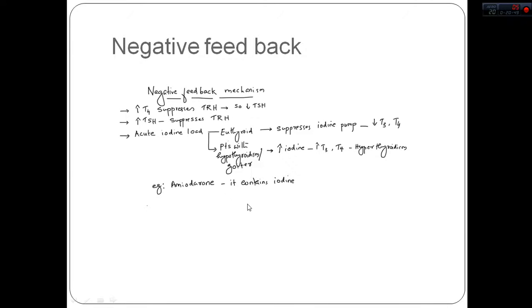And a clinical example for this acute iodine load is patients who are getting amiodarone. Amiodarone contains iodine, and long use of amiodarone can cause either hypothyroidism or hyperthyroidism. That's the reason why patients who are getting amiodarone should have TSH checked at least once a year.